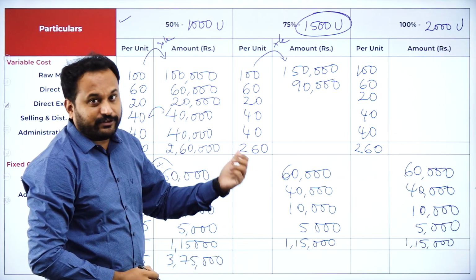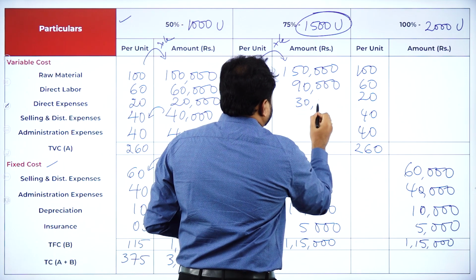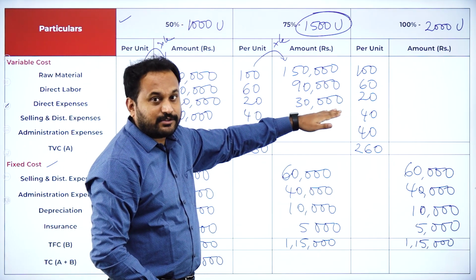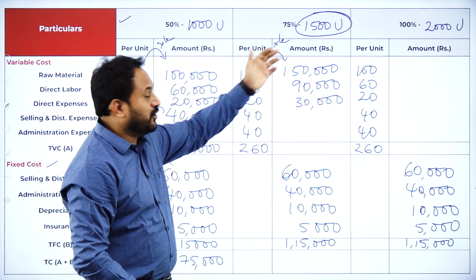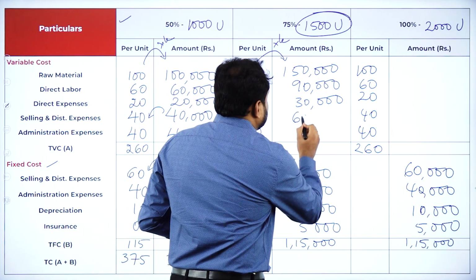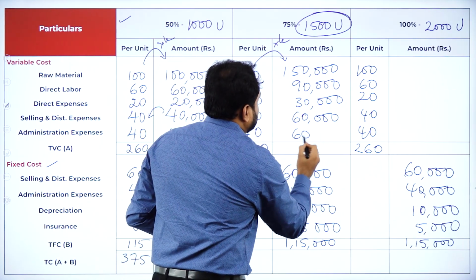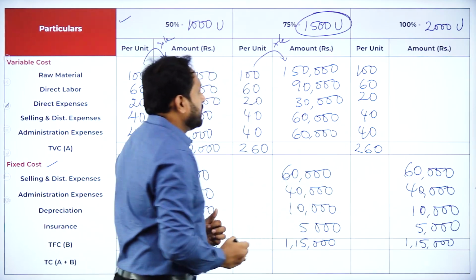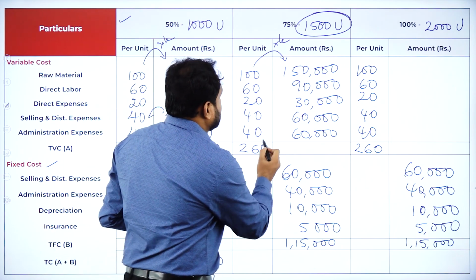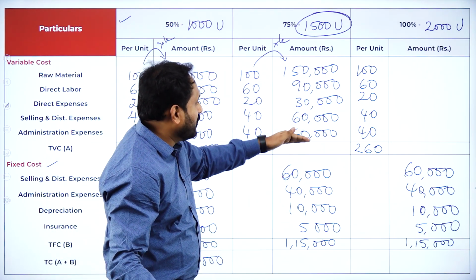Now 20 into 15 is 30. So you get here 30,000. We got it here. Now 4 into 15, 4 15s is 60. So it is here 60,000. Again here 4 into 15 is 60. So we got 60,000. Again you calculate the same, or you can do something like 260 into 1,500, or you can add also, no issues.